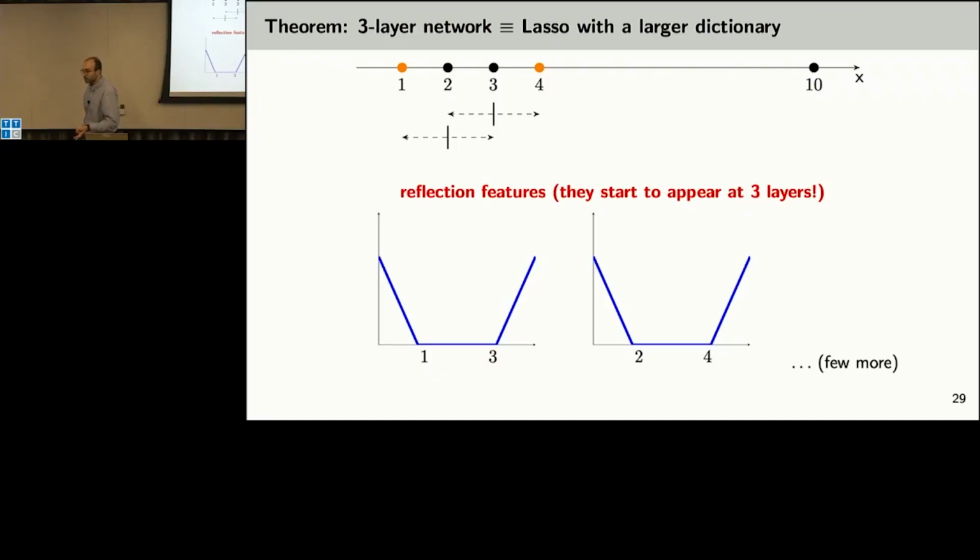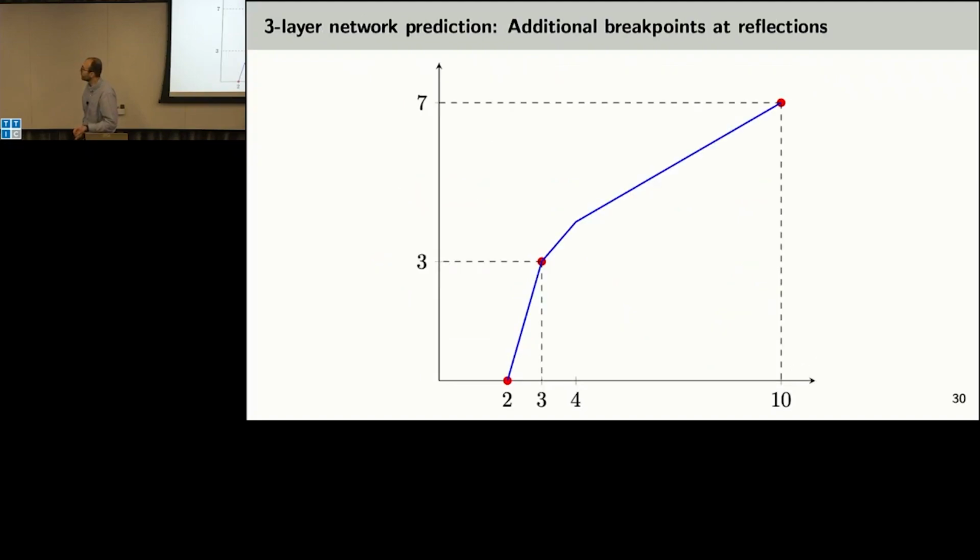And then solve Lasso. It will be the optimal 3-layer ReLU neural network. And the function fit can be something like this, with an additional breakpoint here. But note that it is here because 3 and 4 have distance 1 equal to the distance between 2 and 3.